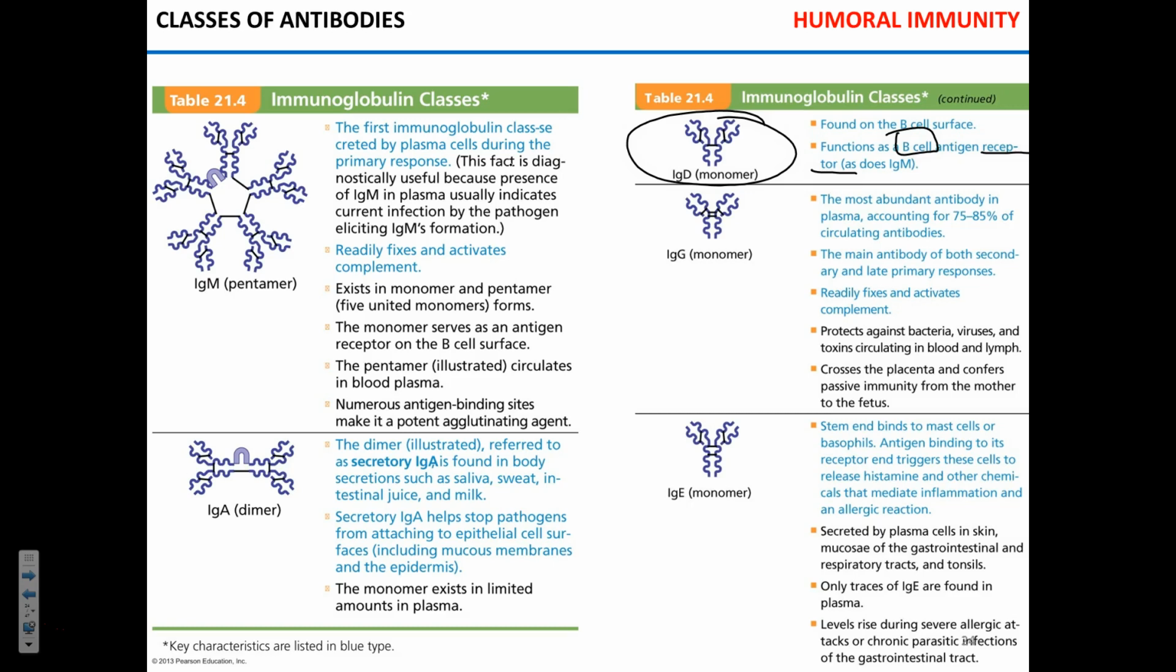Which of the following antibodies serves as the B cell receptor? IgD. Clear? IgE. Allergy. IgE is produced in response to exposure to some sort of an allergen. It will bind to basophils, will lead to the degranulation. They will release histamine, and you have allergic reaction.